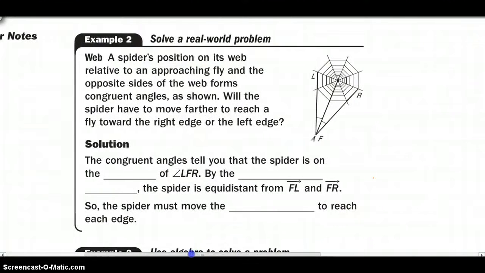So in a real-world problem, a spider positions its web relative to an approaching fly, and the opposite sides of the web form congruent angles. So I first start off with congruent angles, as shown. Will the spider have to move faster to reach the fly towards the right or the left edge? So that's our question. The congruent angles tell you that the spider is on the bisector of this angle LFR. So the spider is actually on the bisector.